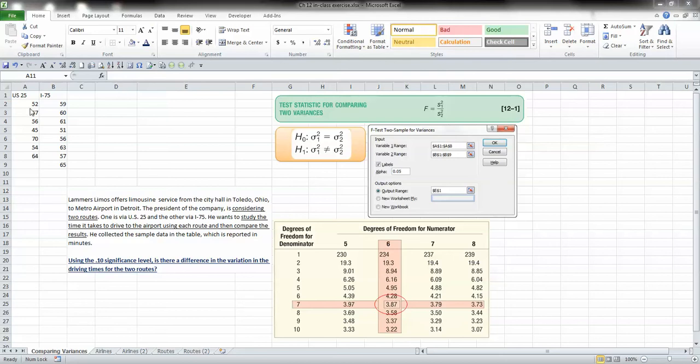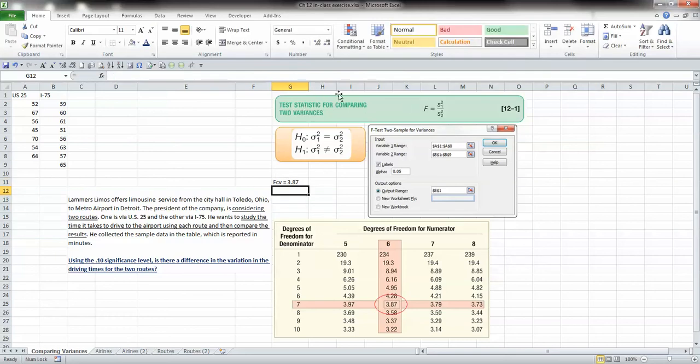Our n for the US 25 route is 7, and we can just look at it and see that for I-75 it's 8. So for our first set, US 25, our degrees of freedom is going to be 6. And for our second set of data, it's going to be 7. We use the 0.05 table, find the intersection between the degrees of freedom for the numerator and the degrees of freedom for the denominator, and we get 3.87. So our critical value is equal to 3.87.